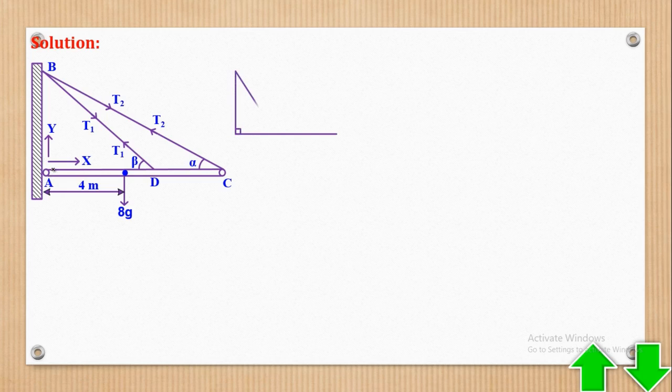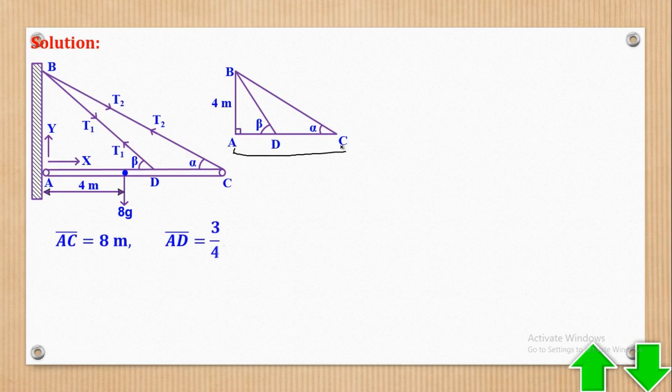So like I said, we can't resolve and we can't take moments when we don't know the values of alpha and beta. So let's first extract out the triangle for lengths so that we can easily get the values of alpha and beta. We already know that SC is equal to 8 meters. Therefore AD, we are told that is 3/4 of SC, so it will be 6 meters. So AD is 6 meters.